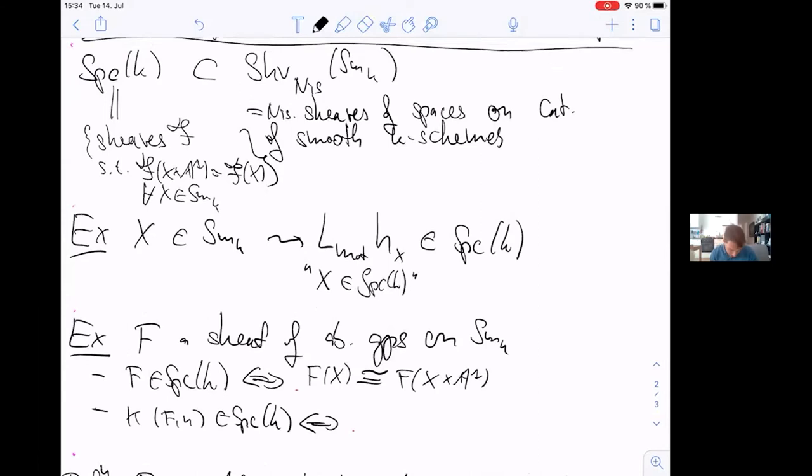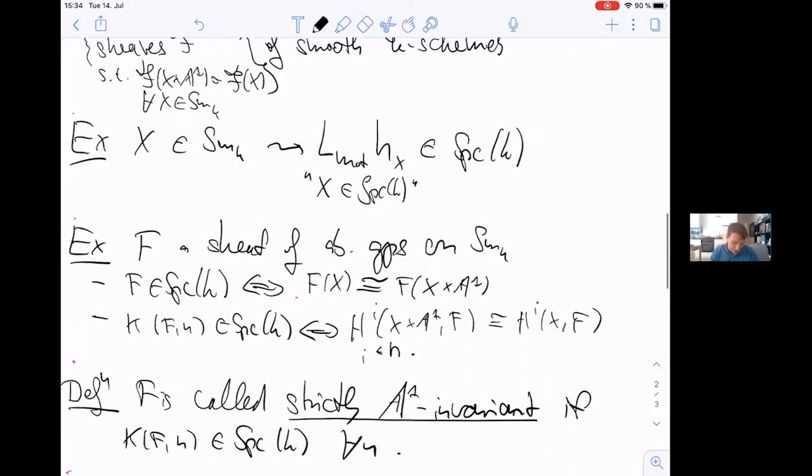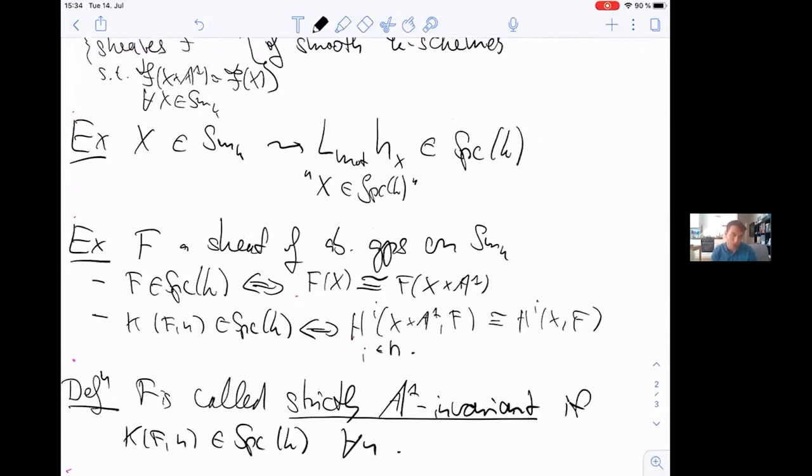So in this case, the condition is that the cohomology H^i of X times A1 with coefficients in F should be the same as the cohomology of X with coefficients in F, and this should hold for all i less than or equal to n. You see, in principle, as you make this n bigger, you get a more interesting object, and a more stringent condition. Then it's natural to single out those sheaves of abelian groups where I can do this for all n at the same time. Those are called strictly A1 invariant. So let's just leave it at that.